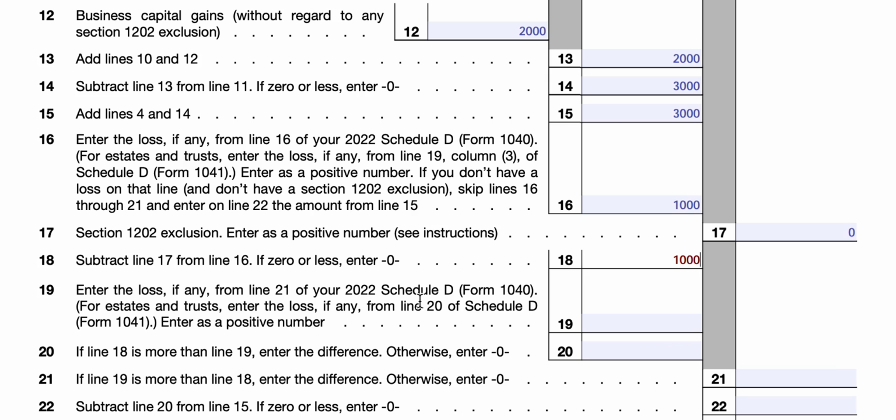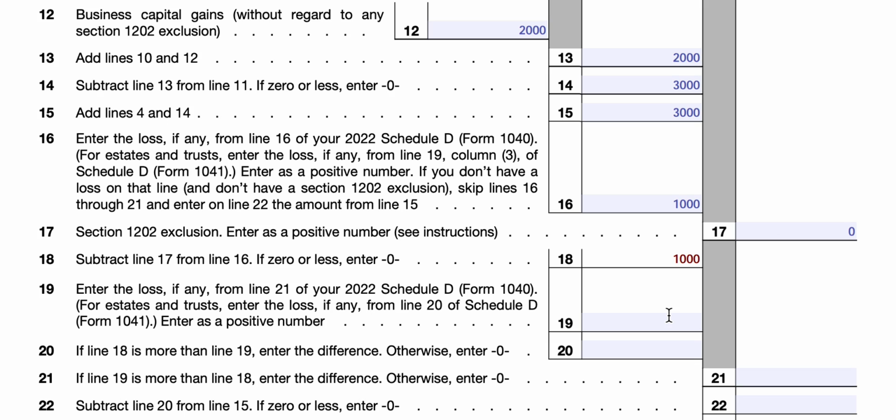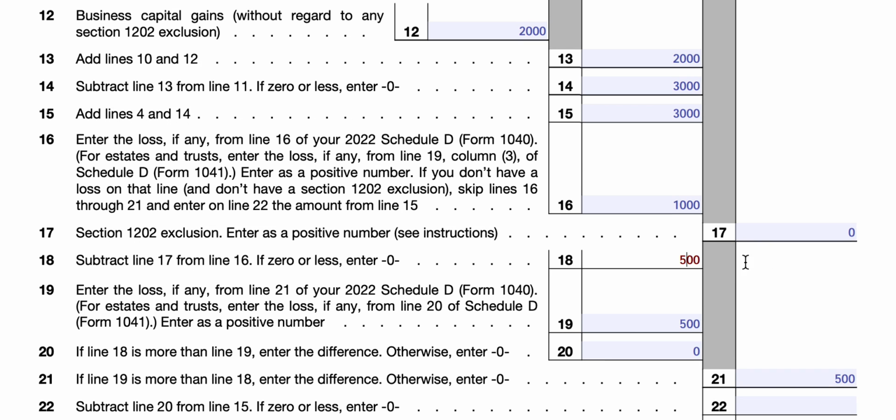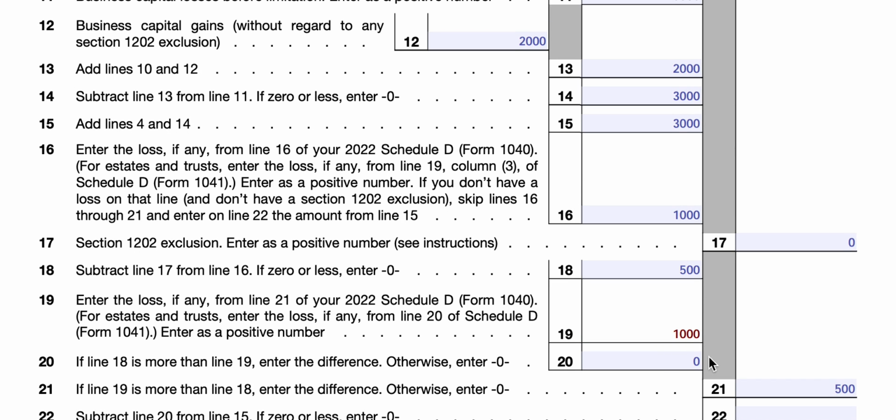Then we enter the loss from line 21 of Schedule D. For estates and trusts, it would be from line 20. Enter this number as a positive number. So let's just say that there's a $500 loss here. Now if line 18 is more than line 19, you would enter the difference. In this case, it's 0. If line 19 is more than line 18, you would enter that difference here. So that's $500. And if the situation was reversed, then the $500 number would go here, while 0 would go in line 21.